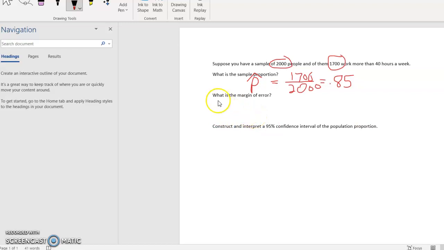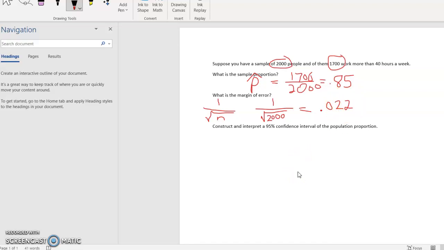To find the margin of error, we're going to use the formula 1 over the square root of n, where n is our sample size. And here our sample size was 2,000. So we're going to do 1 over the square root of 2,000, and we let our calculator do that work. That gives us 0.022, or 2.2% if we change it into a percent.